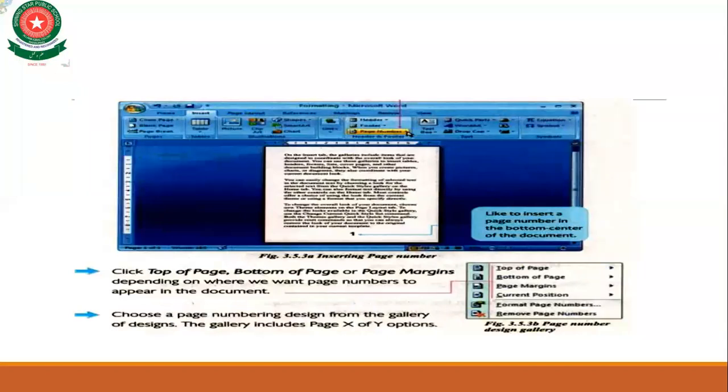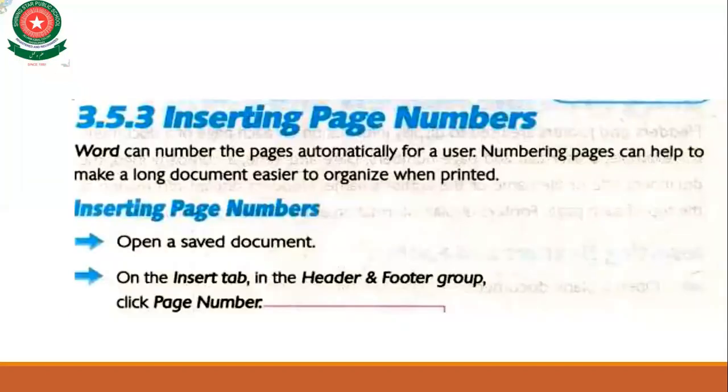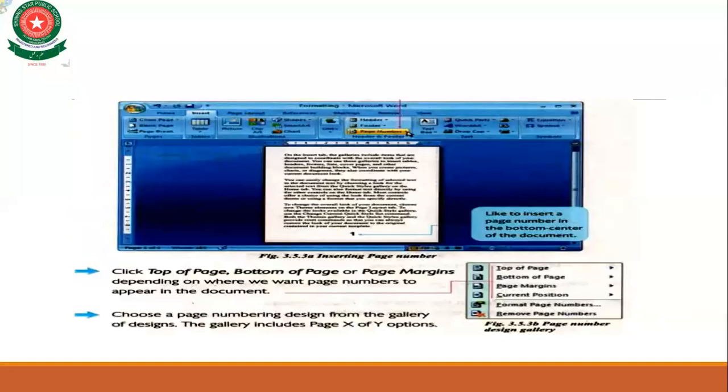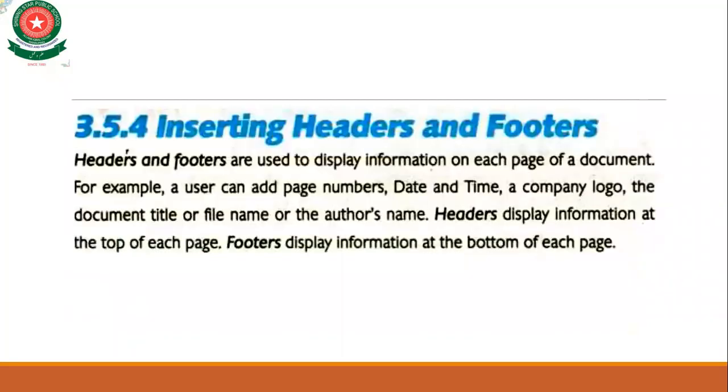Okay. First of all, you have to open a saved document. Then on the Insert tab, in the Header and Footer group, click Page Number. Now click top of the page, bottom of the page, or page margins, depending on where you want the page number to appear in the document. Now choose the page number design from the gallery of designs. The gallery includes Page X of Y options.